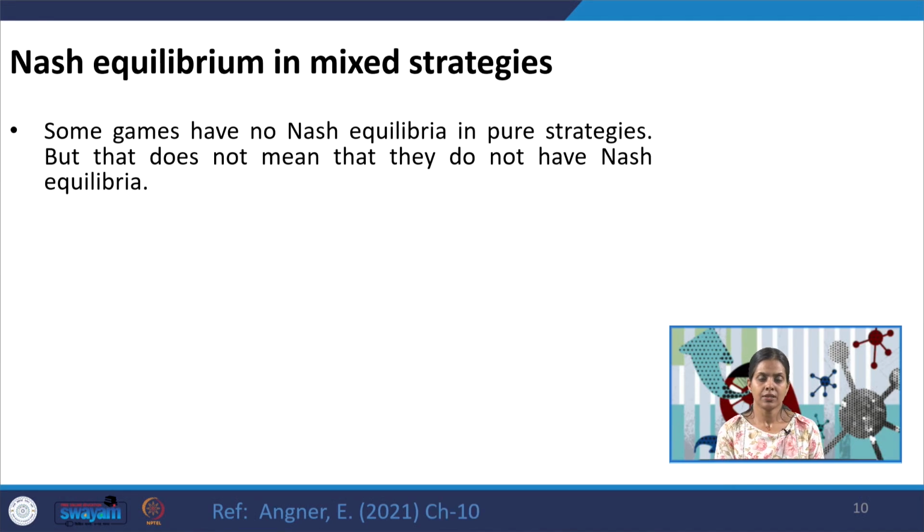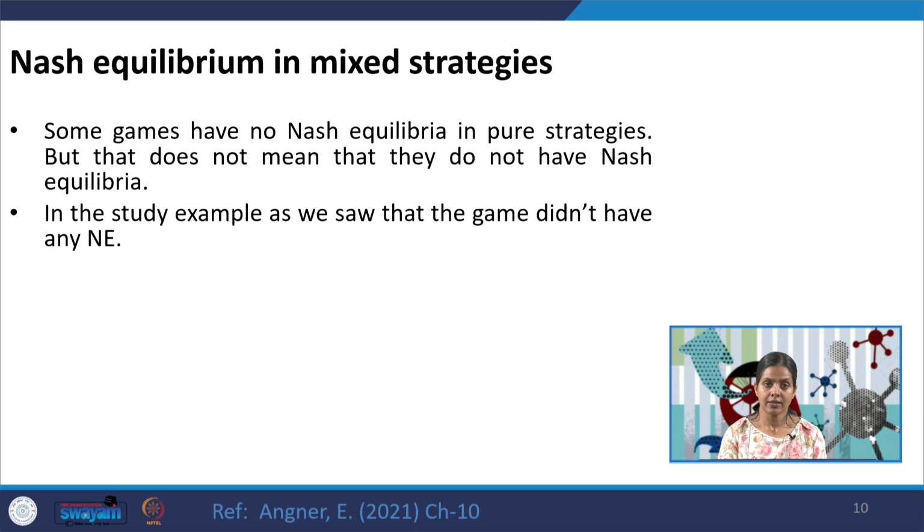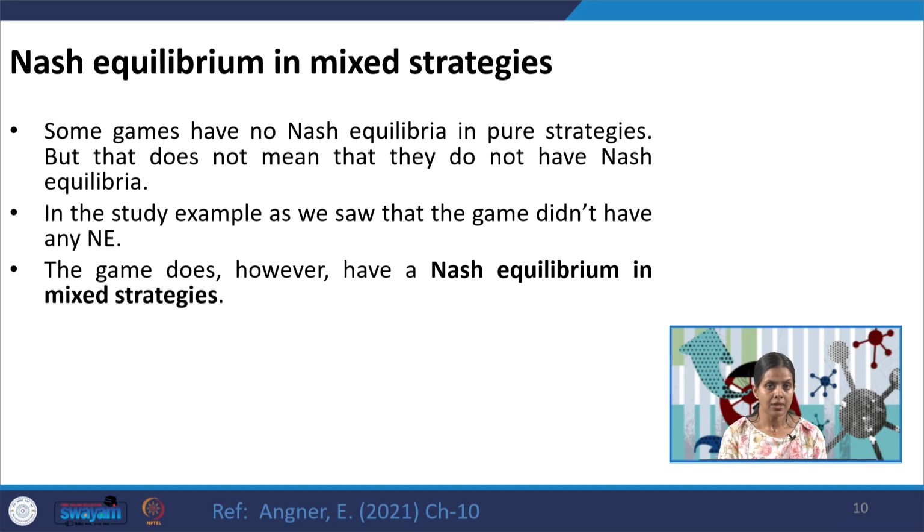Okay, so what we have seen is that some games have no Nash equilibria in pure strategies, but that does not mean that they do not have Nash equilibria. Pure strategies are like when you are choosing one or more of the strategies that appear to be the best possible strategy for you. But mixed strategies are essentially when you are combining the pure strategies with certain probabilities. In the study example, as we saw, the game did not have any Nash equilibrium in pure strategies. The game does, however, have a Nash equilibrium in mixed strategies.